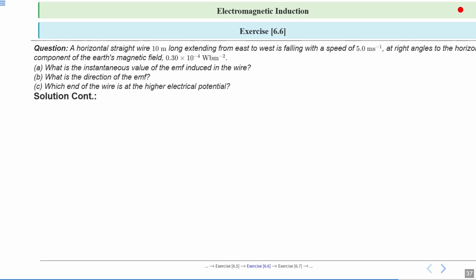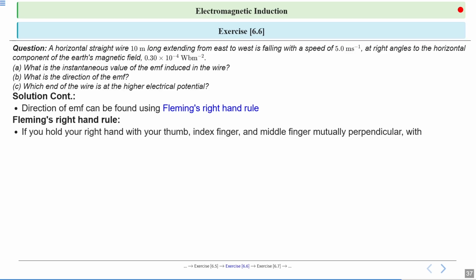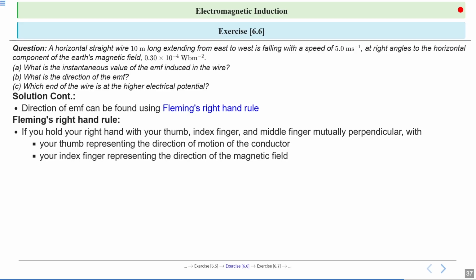Okay. Now, how can we find the direction? Direction of EMF can be found using Fleming's right hand rule. So what is Fleming's right hand rule? If you hold your right hand with your thumb, index finger and middle finger mutually perpendicular to each other, with your thumb representing the direction of the motion of the conductor, which is in the downward direction in this case. Your index finger represents the direction of magnetic field, which is from south to north. You have to make the graph, with the directions north, south, west, east.